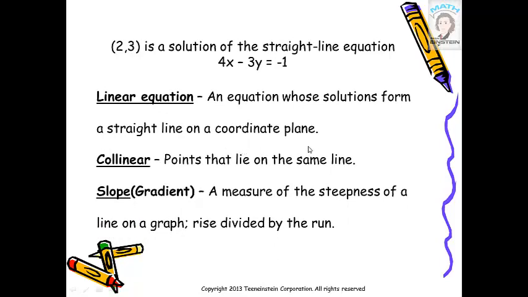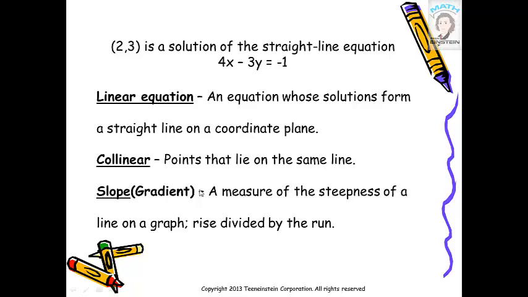Okay, now you see here, a linear equation is an equation whose solutions form a straight line on a coordinate plane. So if the solutions of an equation form a straight line, then we call this a straight line equation. What do you mean by collinear? If the points lie on the same line, we call the points collinear.